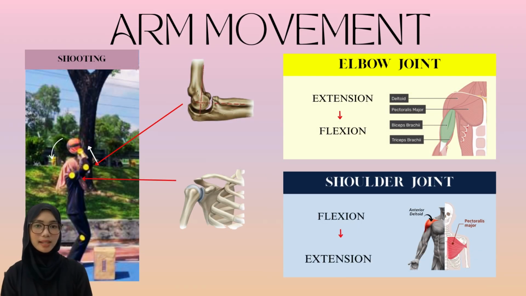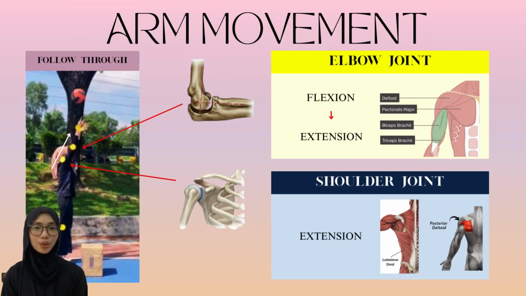In the shooting phase, the player bends the elbow. Based on the previous phase, the elbow moves from extension to flexion and the shoulder continues to extend. The bicep helps to bend the elbow at first, while the tricep, deltoid, and pectoralis major generate power for the throw.